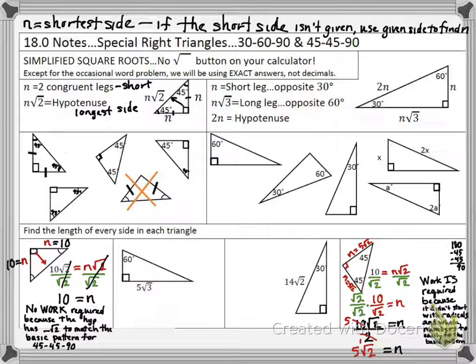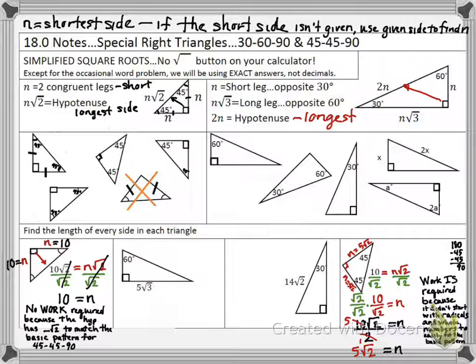In our 30, 60, 90 pattern, the shortest leg is still the n. We always start with the shortest leg. That's how they build it. And then we have the hypotenuse, which is 2 times as long as that. And remember, hypotenuse is the longest. Hypotenuse is always opposite from our right angle. And then we have the medium-sized angle, which is our 60, which is also opposite from our medium-sized leg.